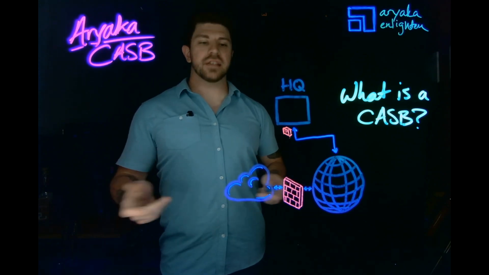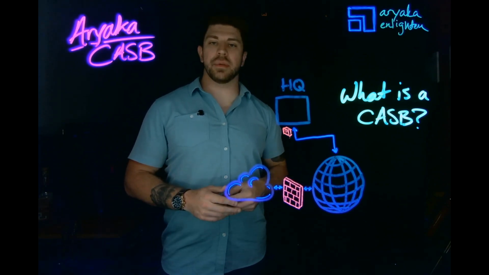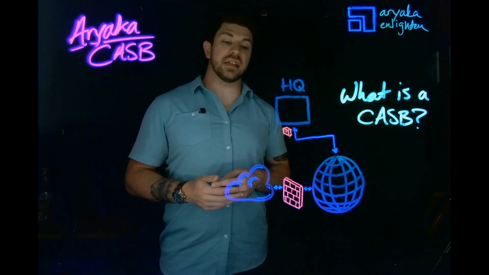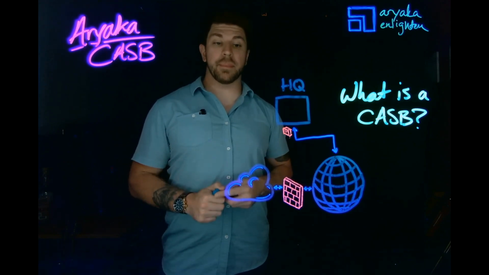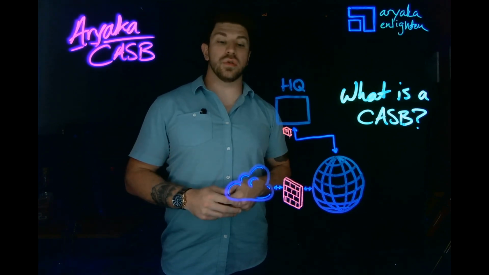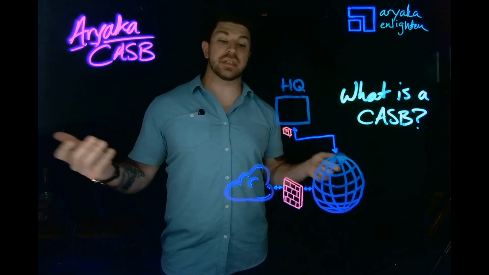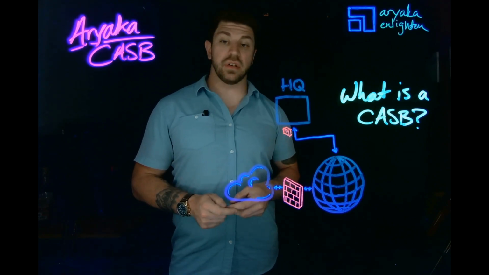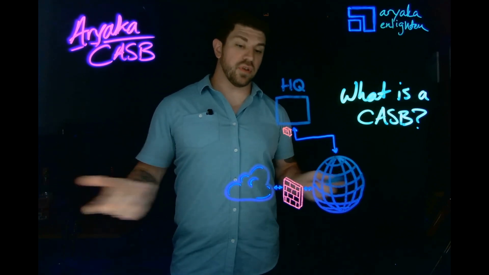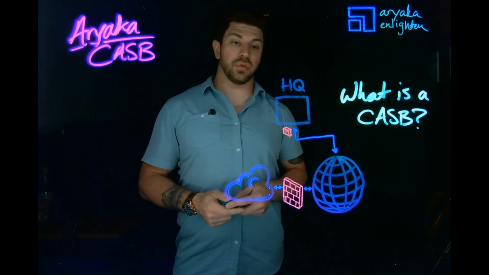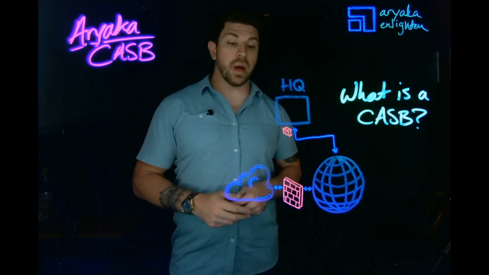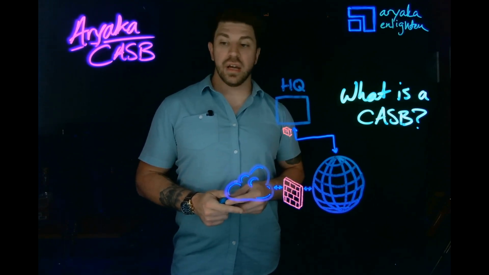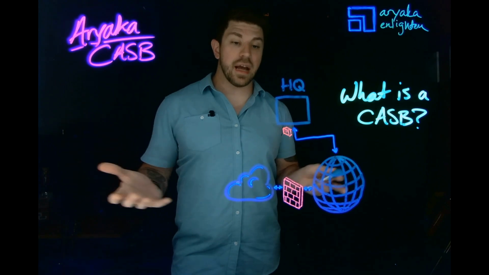Before we define exactly what Aryaka's CASB does, we have to know what a CASB is. Essentially, it's an intermediary between cloud service consumers and providers. This intermediary enforces security policies and looks into cloud traffic as it passes through specific points. This is not to be confused with a firewall, which deals with more network traffic, or a secure web gateway that deals with internet-based web traffic. Instead, a CASB deals in cloud traffic, typically delivered through APIs.